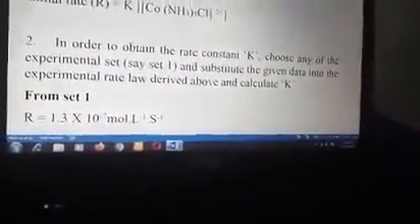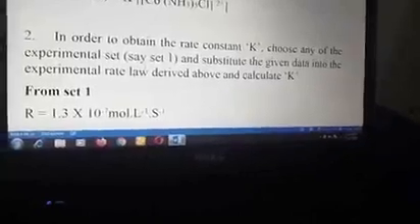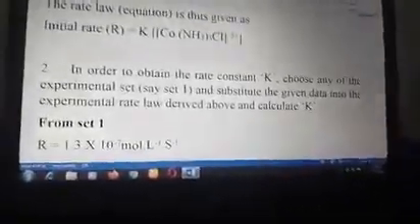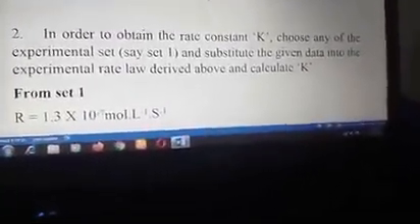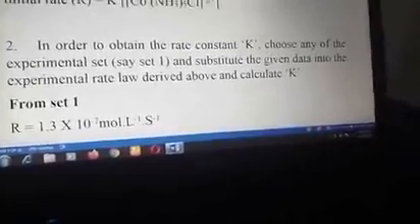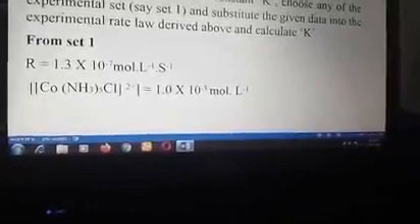Number 2, we are to find the rate constant. In order to obtain the rate constant K, just like the way we did the other one, choose any of the experimental sets. For example, use set 1 and substitute the given data into the experimental rate law derived above and find your K. So we use set 1. Our rate is 1.3 × 10^-7 mole per liter per second. Then our concentration of the cobalt complex is 1.0 × 10^-3.